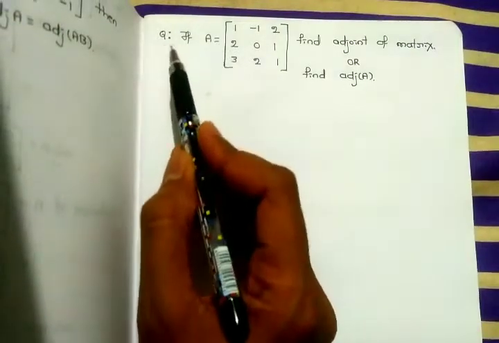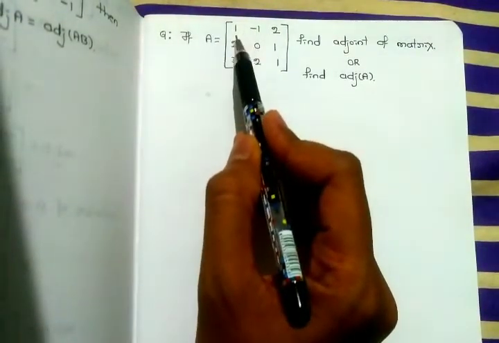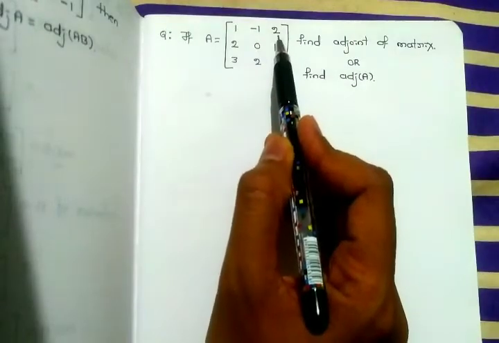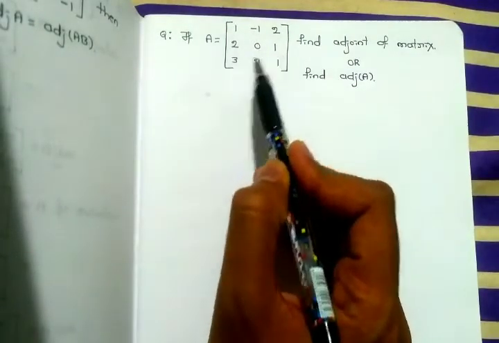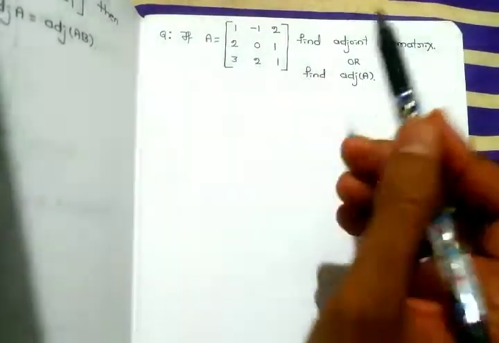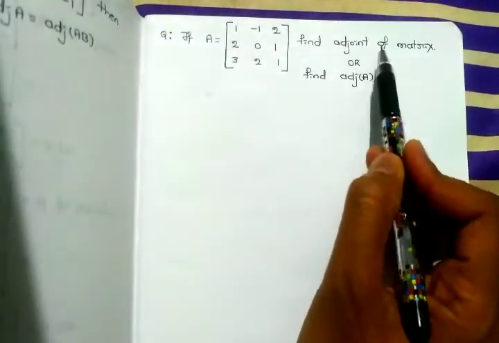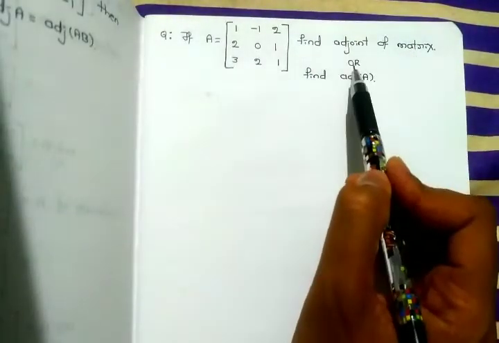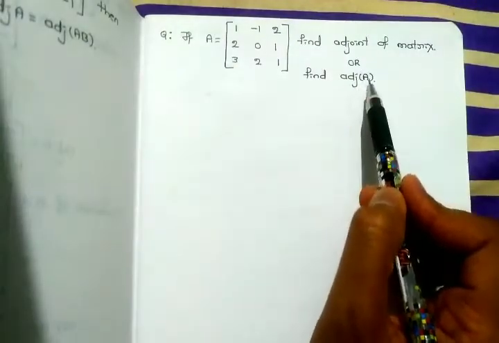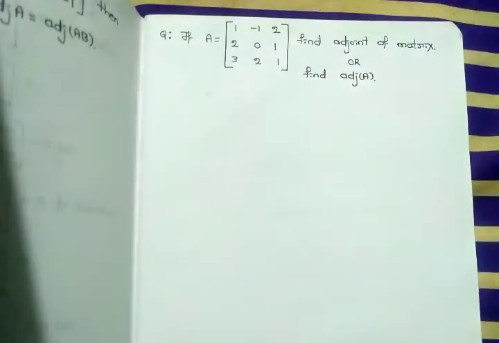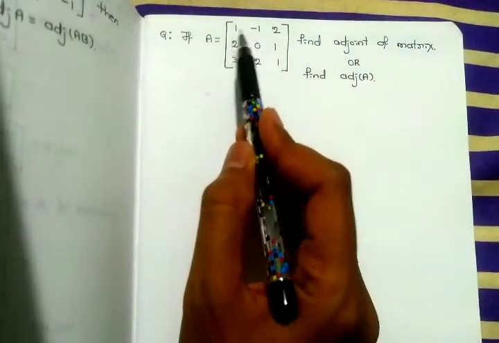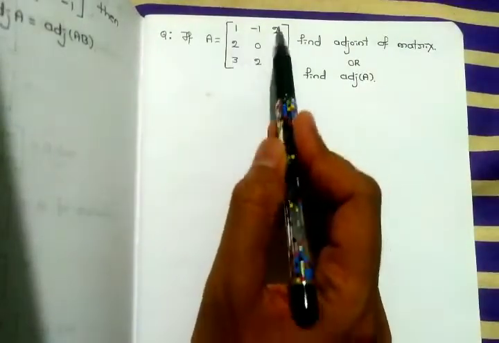Next question. If A is equal to the first row 1 minus 1 2, second row 2 0 1, third row 3 2 1, then find the adjoint of the matrix. Otherwise, find the adjoint of A. Both are the same. So here 3 rows and 3 columns are there.